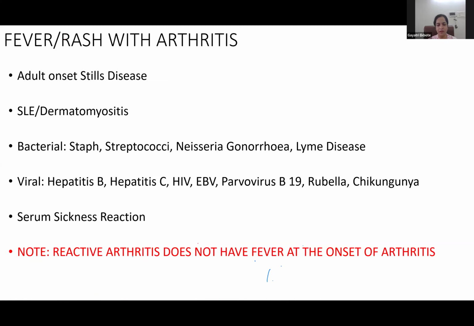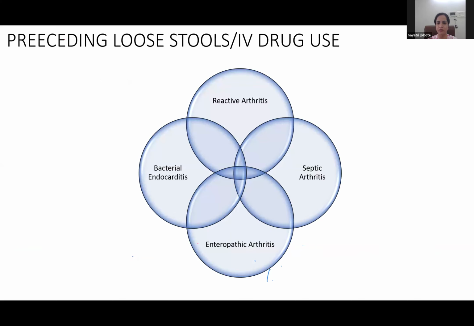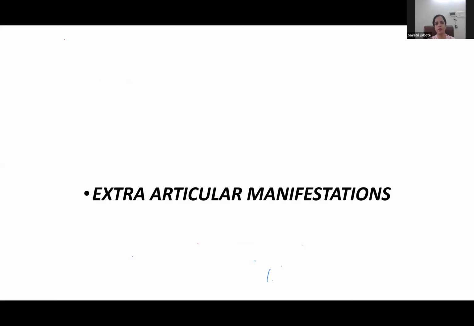So the most important part is whether reactive arthritis has any fever. Generally, by definition, reactive arthritis does not have fever at the onset of arthritis. So the fever will be much before the arthritis would have come. For conditions like reactive arthritis, septic arthritis, enteropathic arthritis or even bacterial endocarditis, you have to ask for a history of IV drug abuse, any preceding loose stools, etc. So basically, you all must have understood the history taking in rheumatology is exactly similar to your medicine history taking.